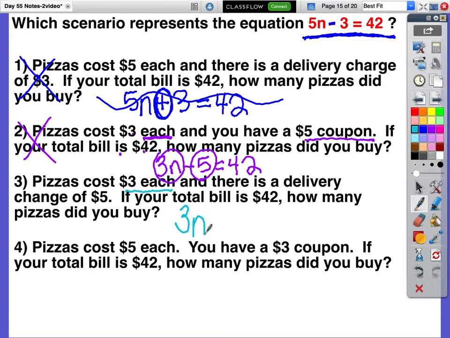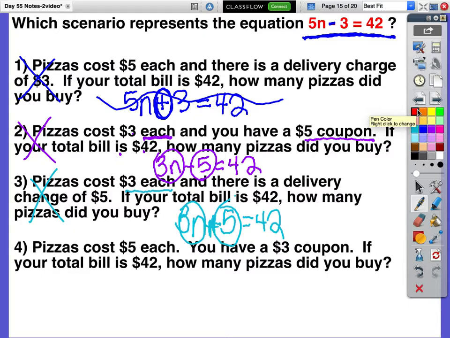And there's a delivery charge, so that's our pizza number, and then we're adding $5 to it, and our total bill is $42. Is that correct? No. Not only are the numbers switched, this was an addition problem, and that is not what the original problem asked us. So hopefully we know that answer choice 4 is going to be our answer, but let's work through it.